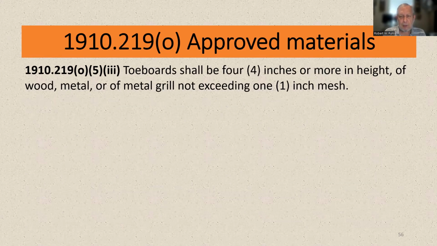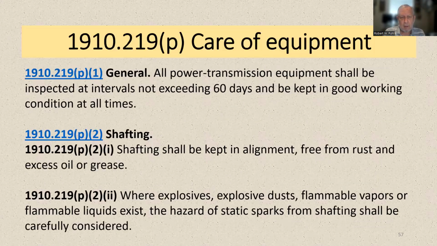Toe boards shall be 4 inches or more in height, of wood, metal, or metal grill, not exceeding 1 inch mesh. So what's a toe board? Toe boards, you have a railing, and it's above. There's people walking underneath it, and that happens a bit, mezzanine or something like that too. So the toe board is off the ground, and it.